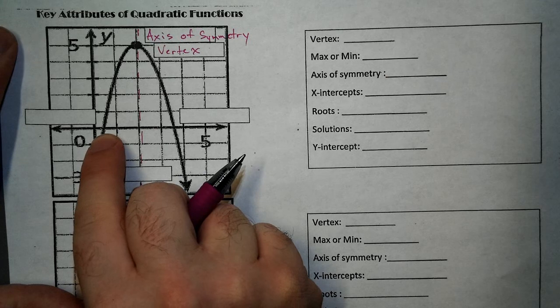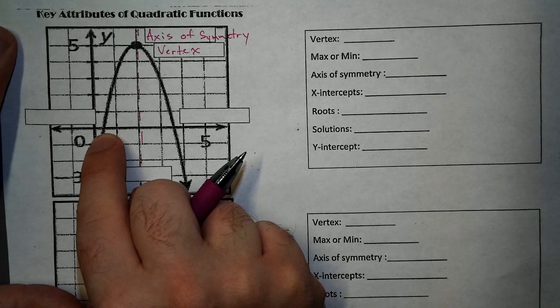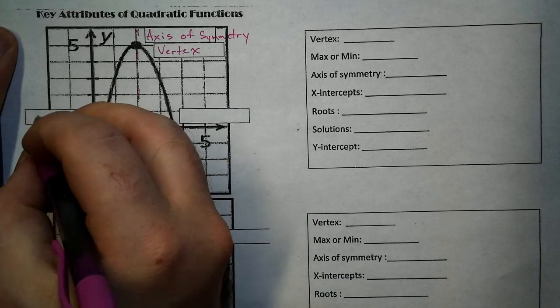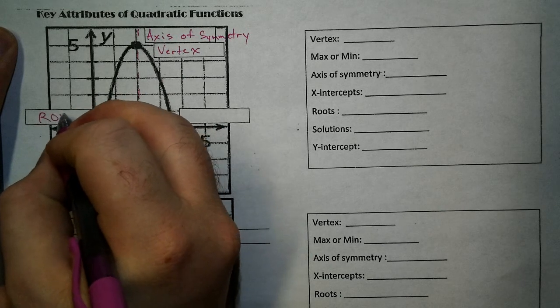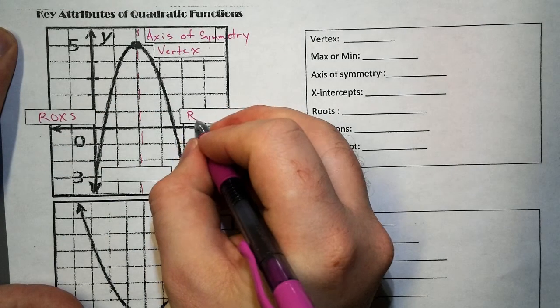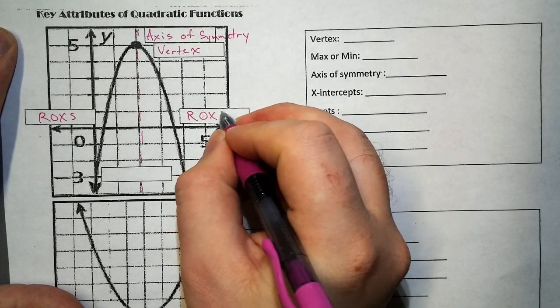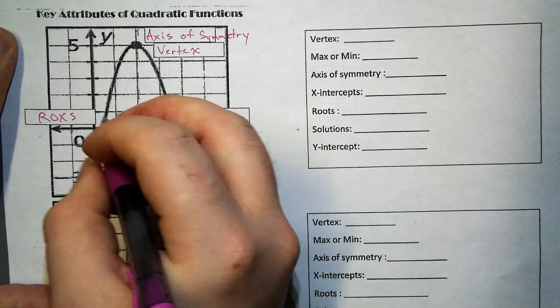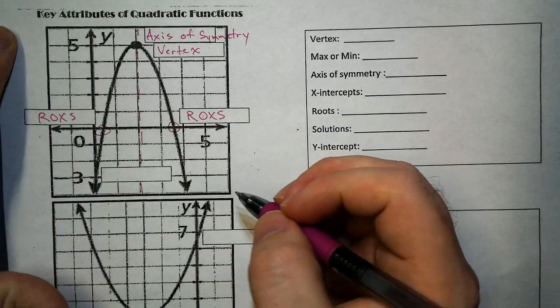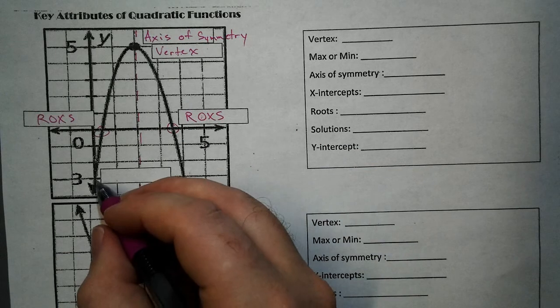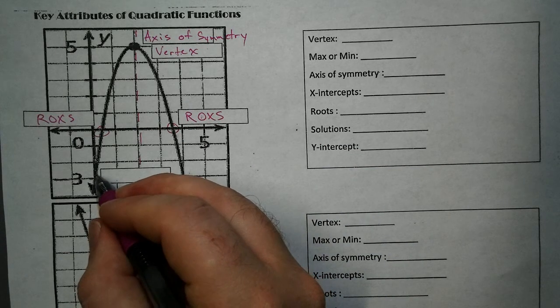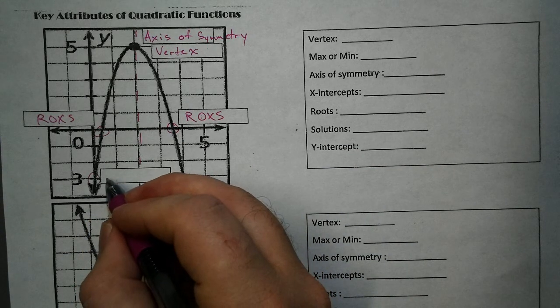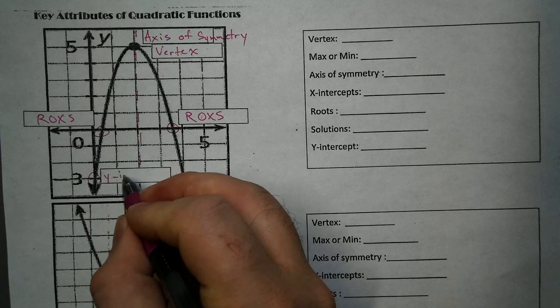Over here, this could be called a root, a zero, an x-intercept, or solution. So let's just label that as roots, because they cross the x-axis right there and right there. And then down here, where it crosses right there at 3, it hits the y-axis. That is our y-intercept.